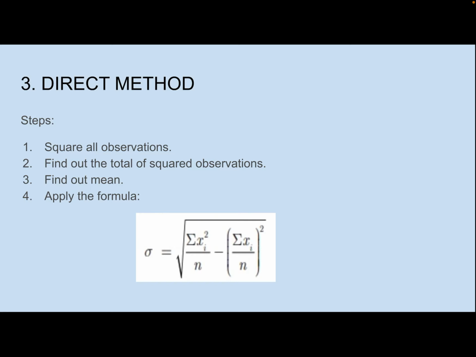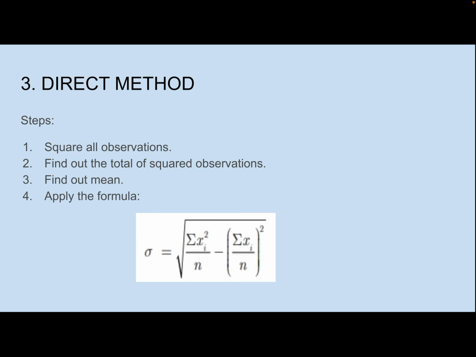The next method is the direct method. Since, students, this is a direct method, you need not take any deviations in this method. Remember, this is a direct method. No deviations are required to be calculated either from the actual mean or from an assumed mean. So it is the simplest method, where you just have to follow two steps. The values are given to you. You just need to square up all the values and find out their total and then apply the formula.